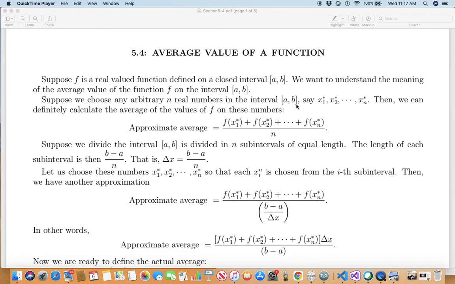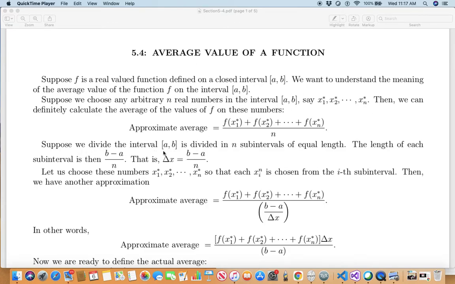But an interval has infinitely many numbers, so you cannot possibly keep adding the values of f for each number. So we need some way of understanding this average value.